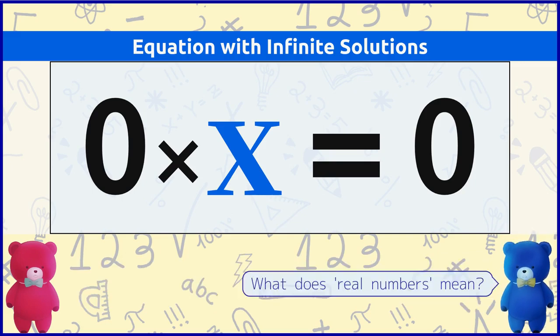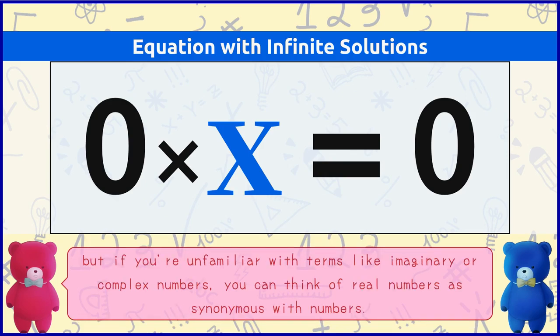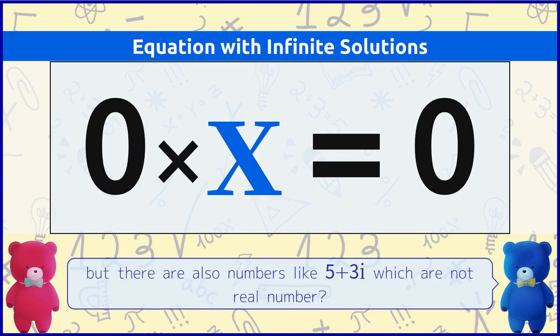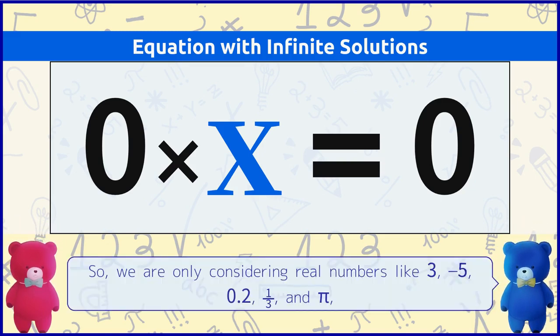What does real numbers mean? For instance, there is a broader range of numbers, including complex numbers like i, which we don't use in everyday life. But if you're unfamiliar with terms like imaginary or complex numbers, you can think of real numbers as synonymous with numbers. So the numbers I always use like 3, minus 5, 0.2, 1/3, and pi are real numbers. But there are also numbers like i which are not real numbers. Yes, exactly. So we are only considering real numbers like 3, minus 5, 0.2, 1/3, and pi.